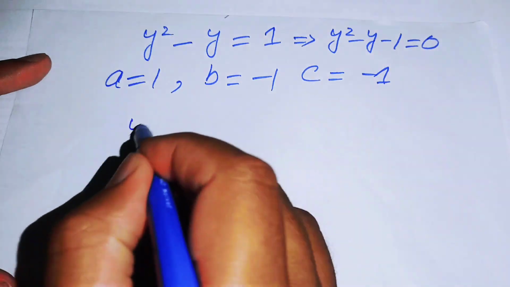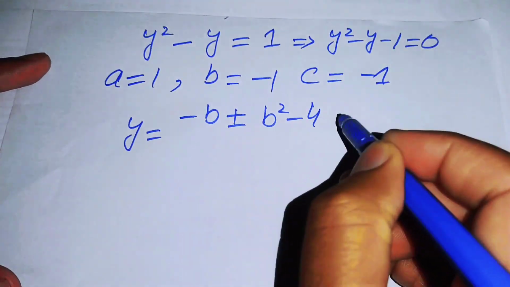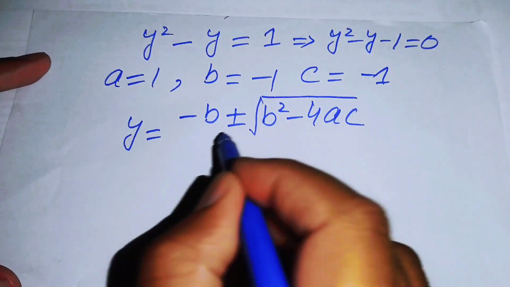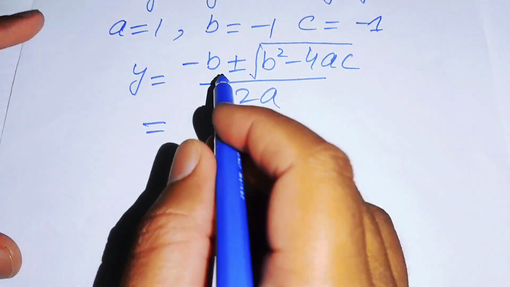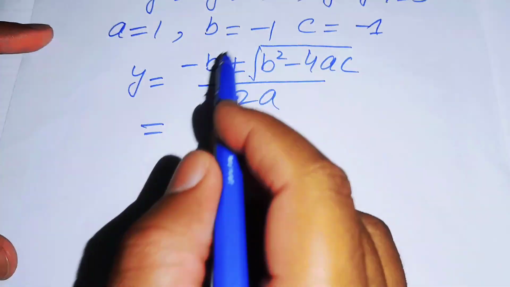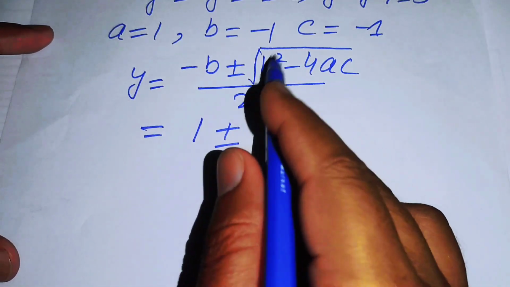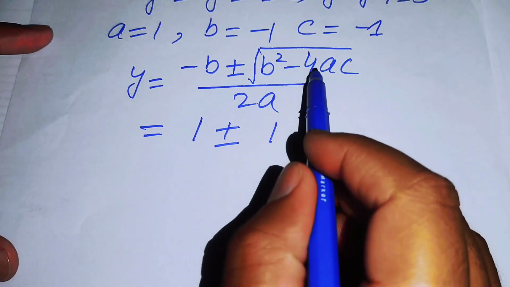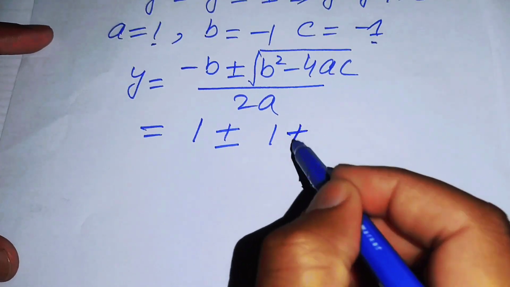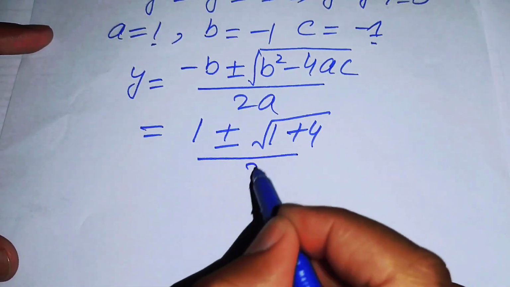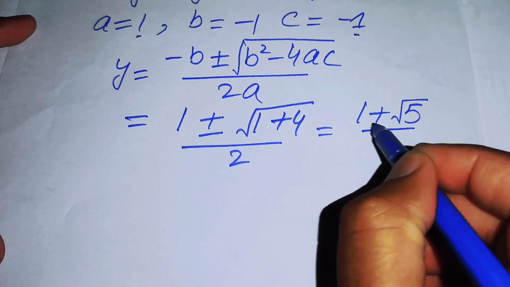After that I can apply the quadratic formula, which is minus b plus minus the square root of b square minus 4ac, over 2a. Now we put in all the values of a, b and c: the value of b is -1, so minus minus becomes +1, and b square is the square of -1 which is +1, the value of a is 1 and the value of c is -1, so minus minus becomes plus and it becomes +4, over 2. Finally we get 1 plus minus square root 5 over 2.